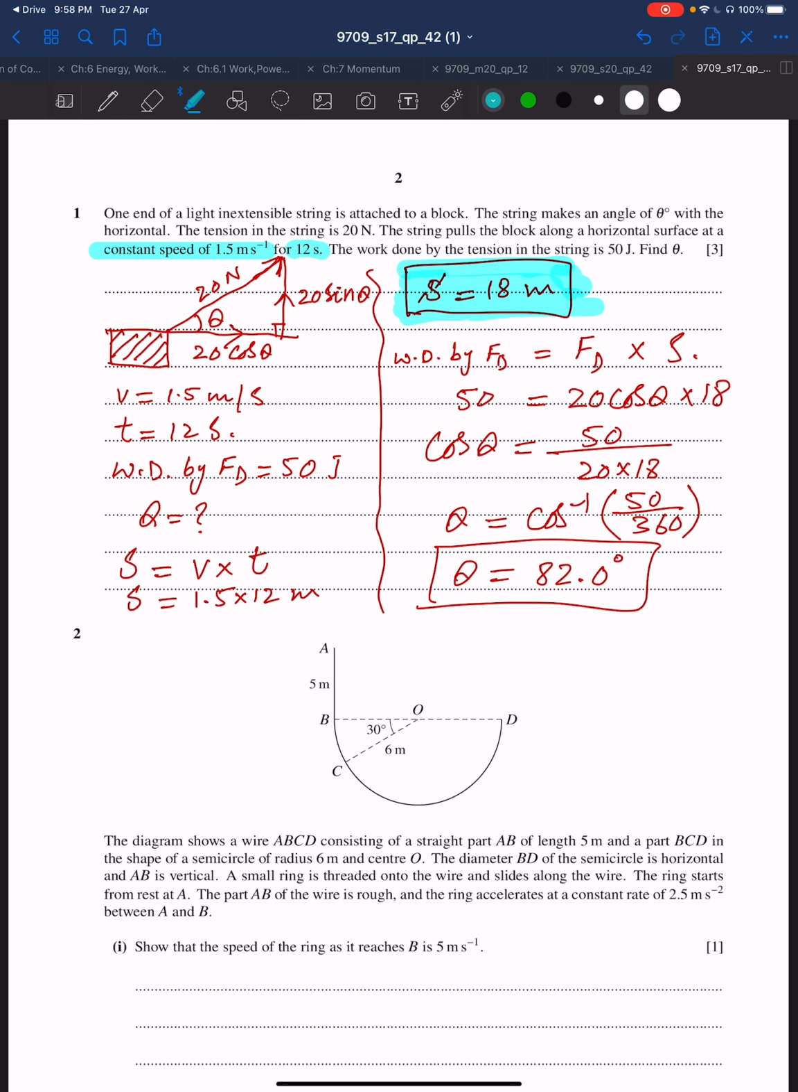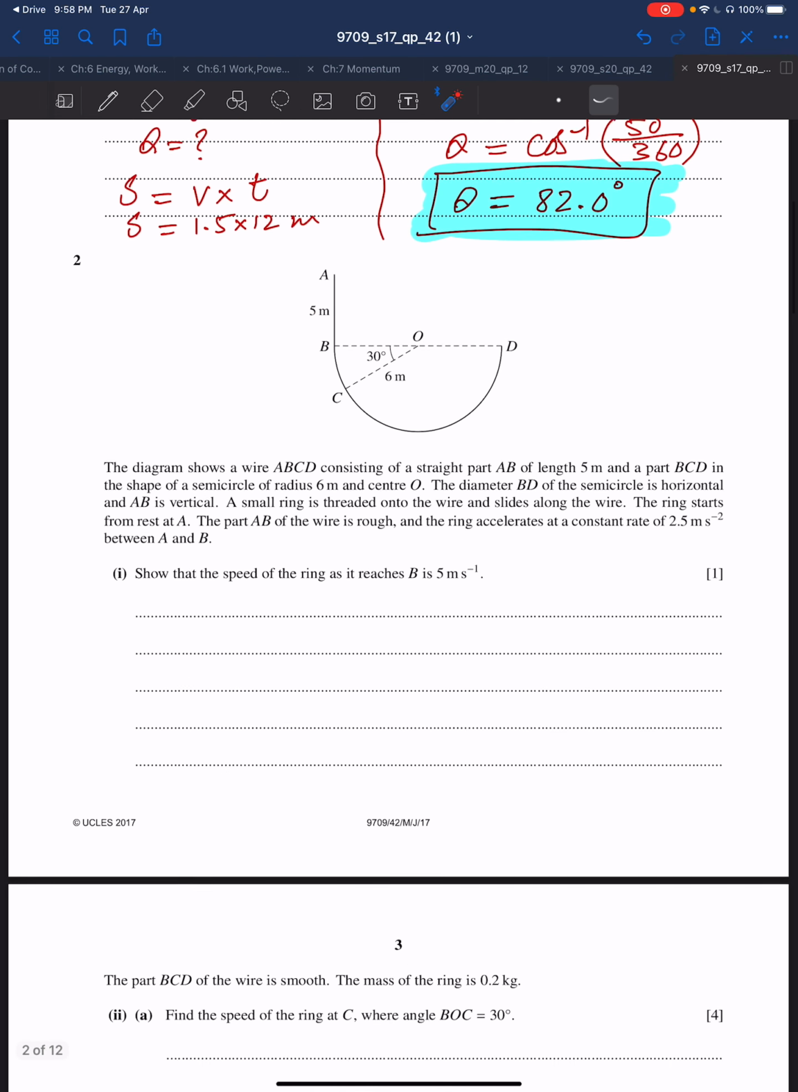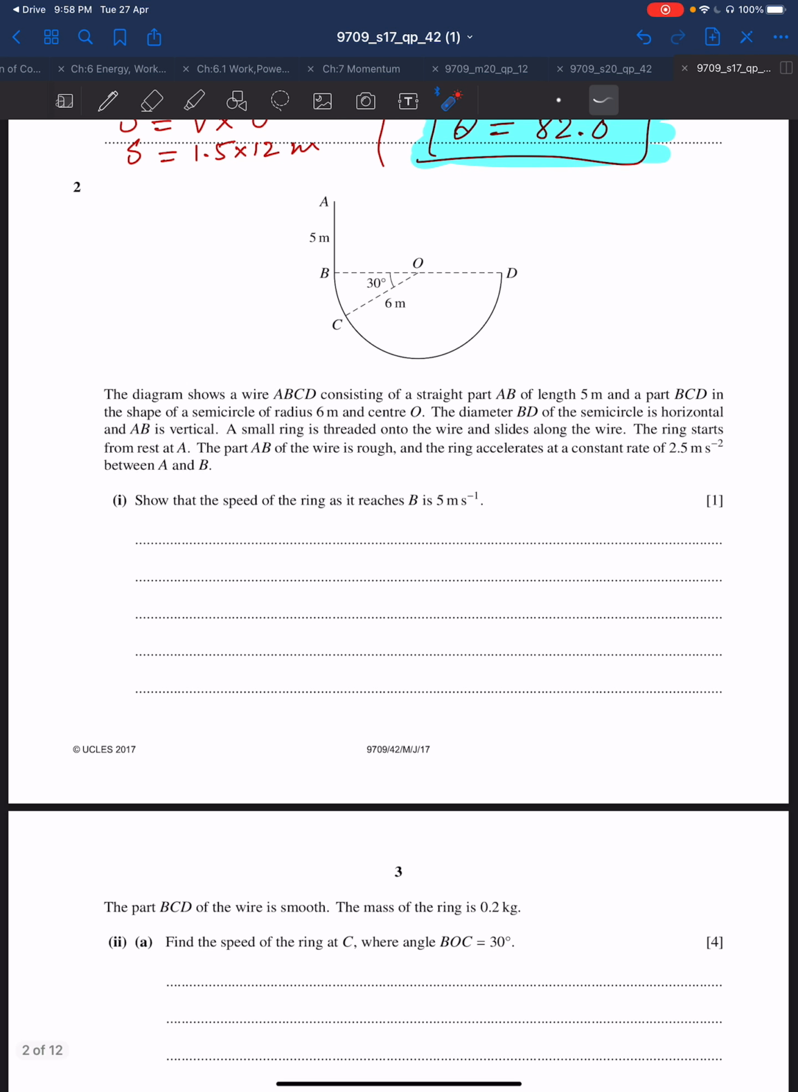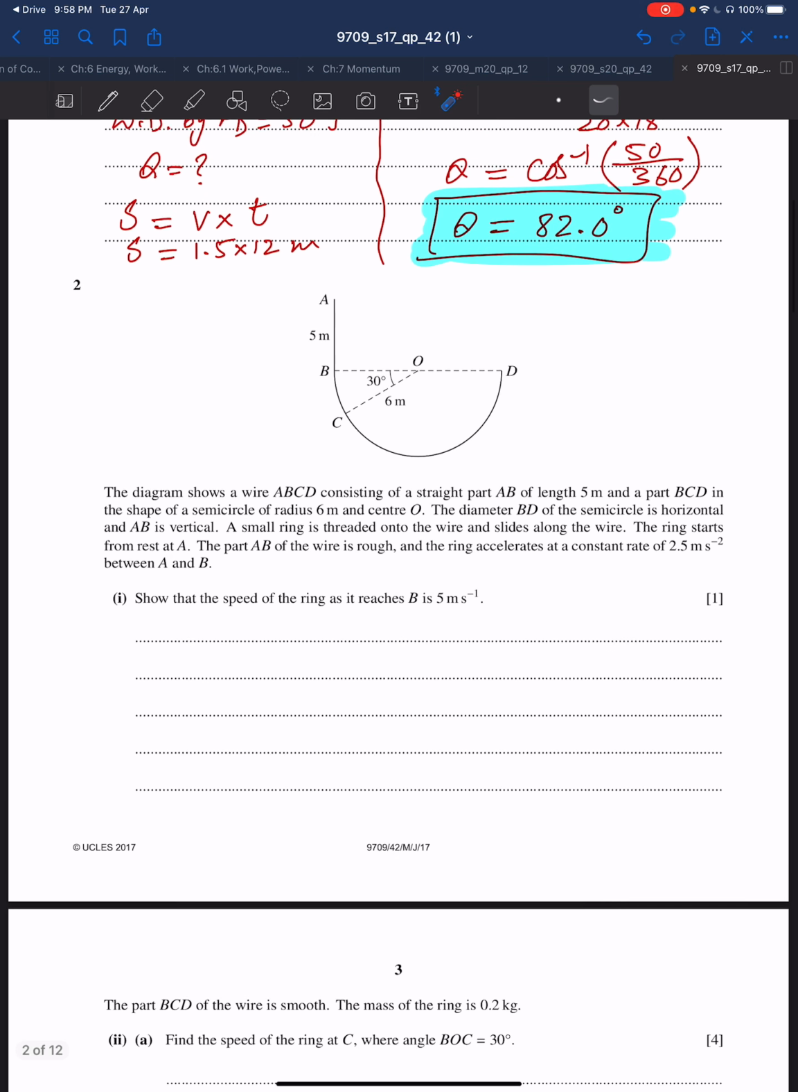Okay, this is the distance covered and this is the angle theta which we were supposed to find out. Okay, the next question is question number 2. In this question, if we read the question first, we'll try to understand what is given to you and what you need to find out.